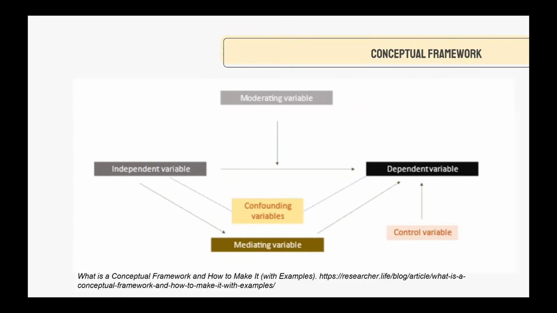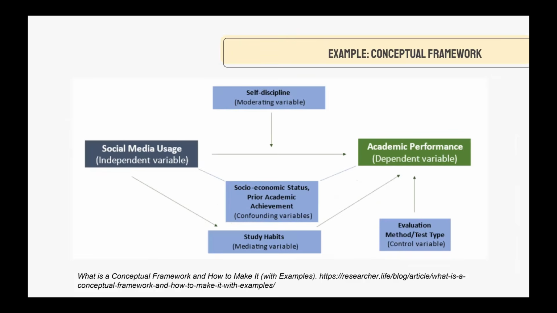So this is a bit of a complicated example of a conceptual framework. First, you put your independent variable affecting your dependent variable. Add in any confounding variables, and if applicable, you can add moderating variables, mediating variables, and control variables. For example, your independent variable is social media usage, and you suppose that it affects academic performance, your dependent variable. You have confounding variables such as socioeconomic status, prior academic achievement, and there is a mediating variable which is study habits, meaning social media usage directly affects study habits before it affects academic performance.